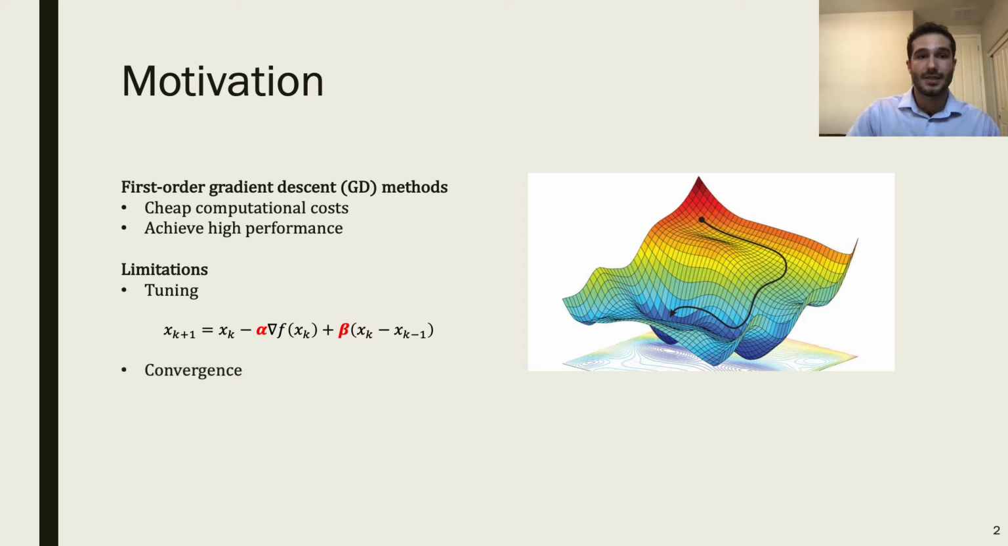The second limitation is convergence, whether it is guaranteed and under what assumptions. For example, the Adam optimizer was found to be divergent even in the convex setting.